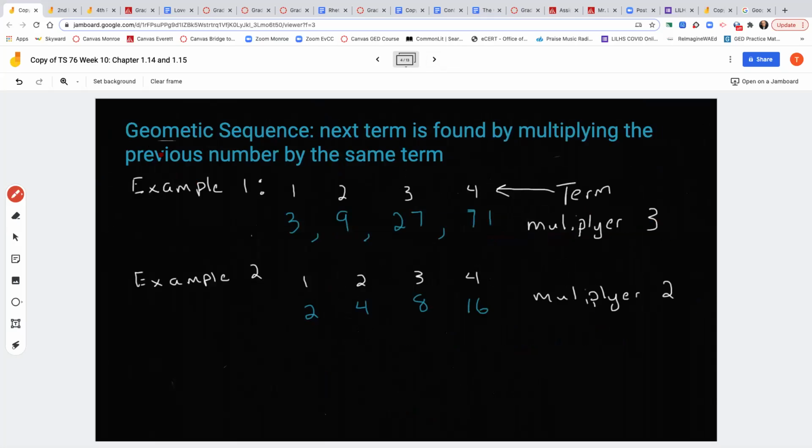All right, next slide. I'm going to pause this for a little bit, give you some time to copy down something called a geometric sequence. And that is, the next term is found by multiplying the previous number by the same term. Okay. I'll let you copy that down and I'll guide you through this.